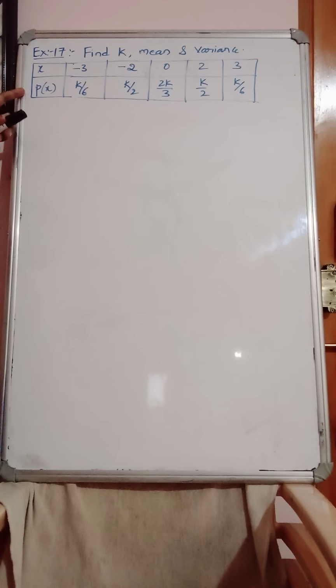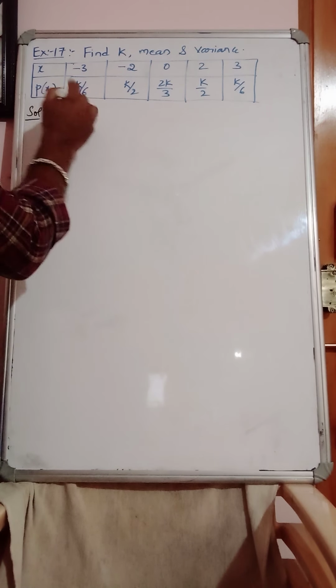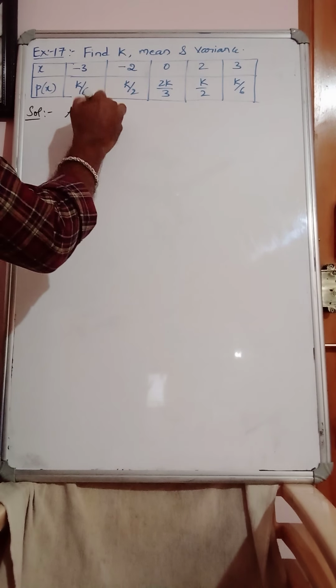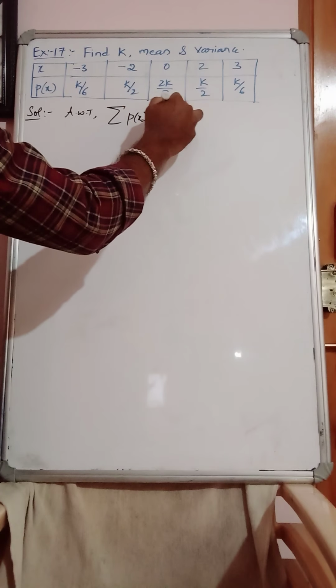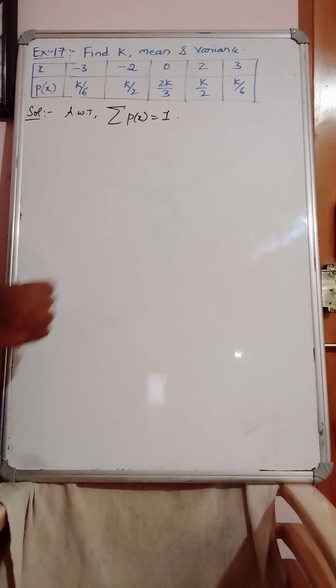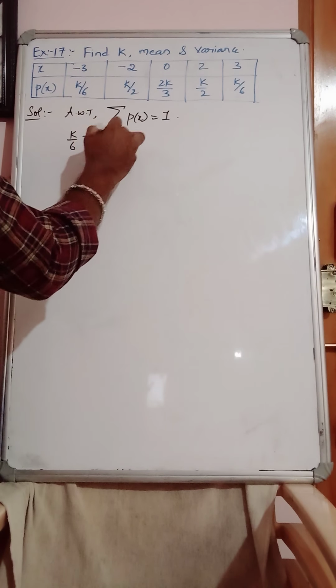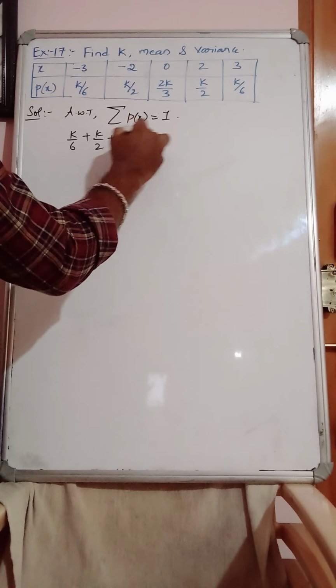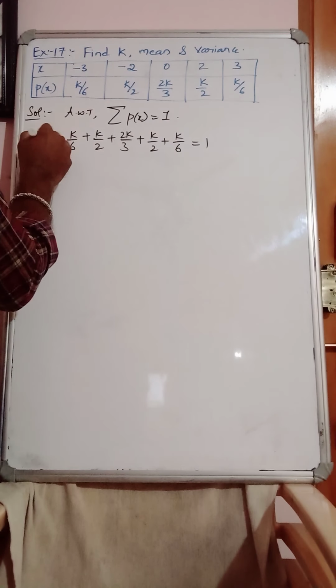Mean, finding the sum of x into p of x, and then variance, expectation of x square minus expectation of x whole square. So same kind of problem, guys. Let us quickly solve this now. So as we know, total probability is always equal to 1. Then according to the question, k by 6 plus k by 2 plus 2k by 3 plus k by 2 plus k by 6 is equal to 1.